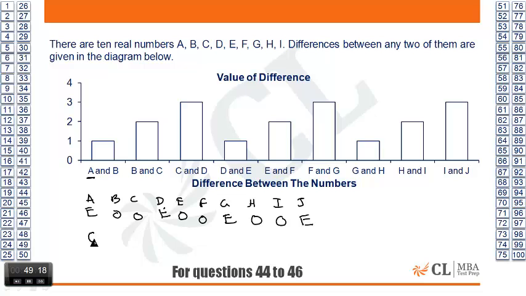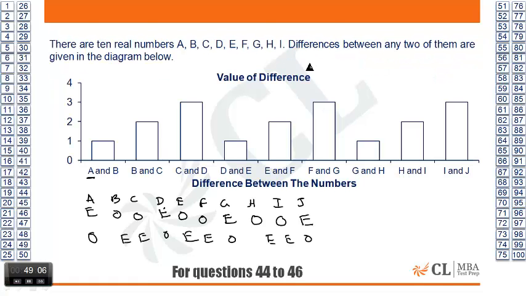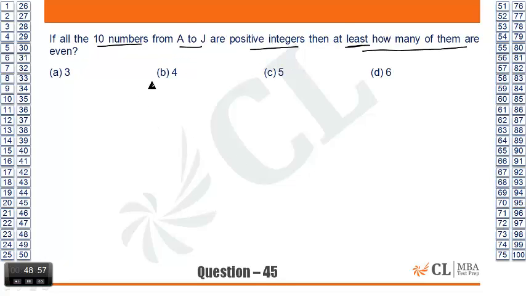Okay, so if this is odd, the entire thing happens, no? Even, odd, even, odd, even, odd. So what do we want? I forgot. What is the question? At least, how many of them are even? 1, 2, 3, 4. 1, 2, 3, 4, 5, 6. At least 4 are even. Yeah, okay.